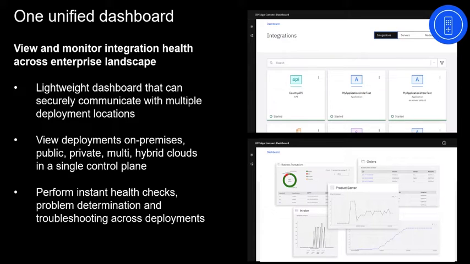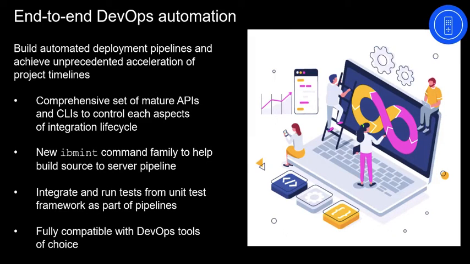All those things can be provided with the help of this one unified dashboard which is available there. It also helps you to provide end-to-end DevOps automation. So this IBM App Connect provides you with a different set of APIs.